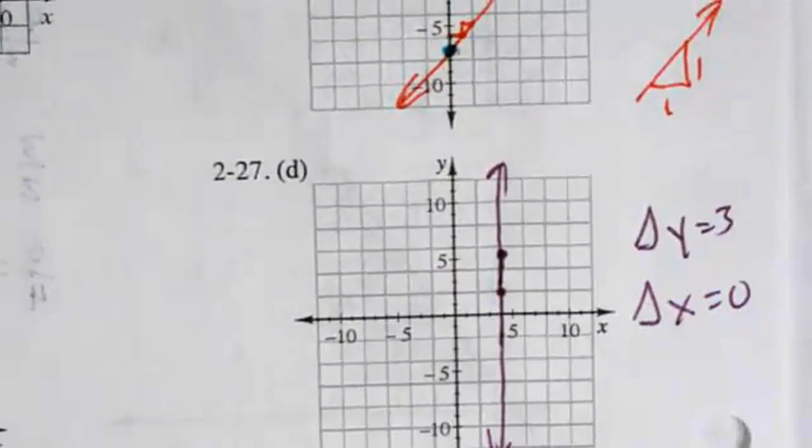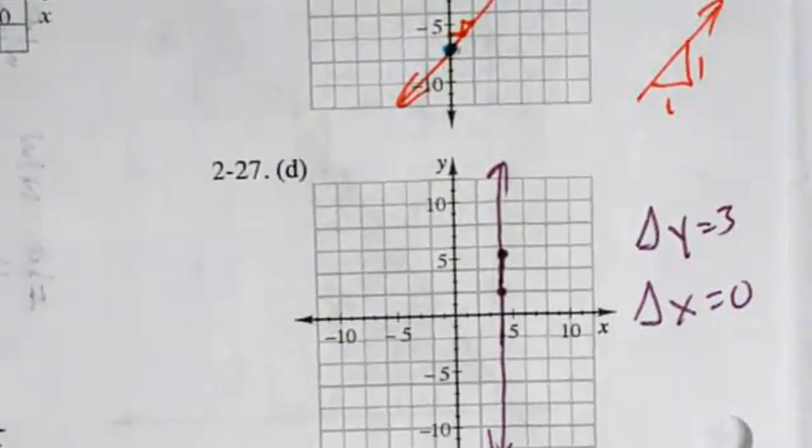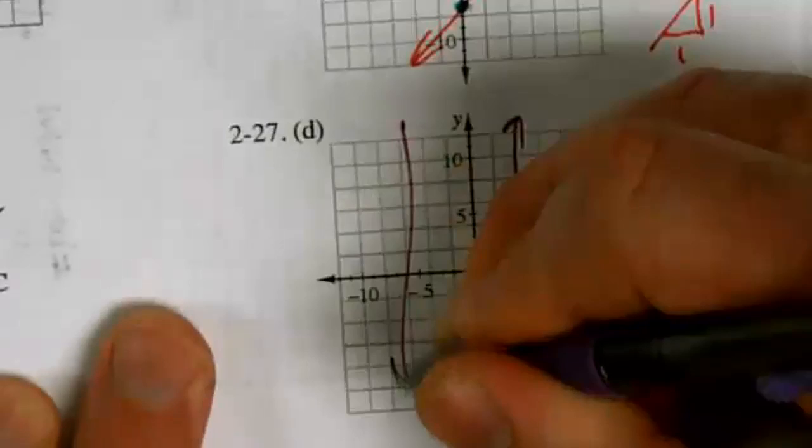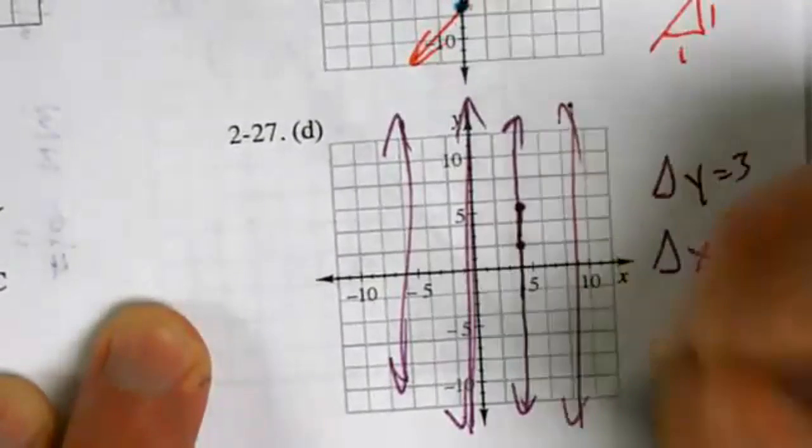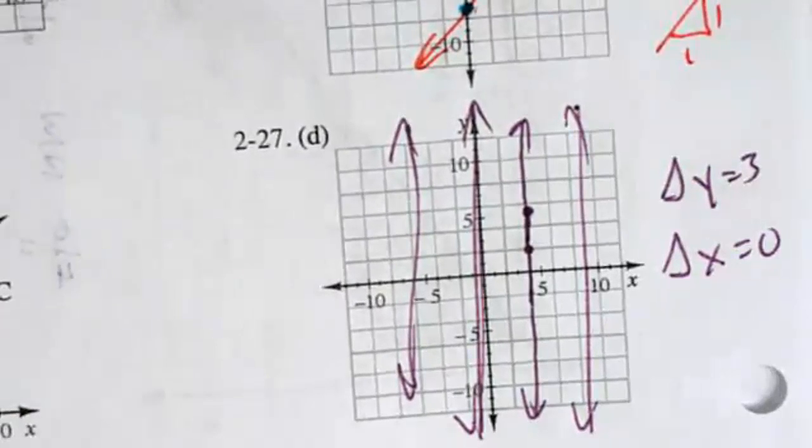Someone describe that line for me. What's the word that we use for a line that goes straight up and down? It's a vertical line. Now your vertical line might have been in a different place because they didn't tell us where to start. So maybe you had your vertical line over here, or maybe yours was right over the y-axis, or maybe it was over here. But you should have a vertical line for part G.